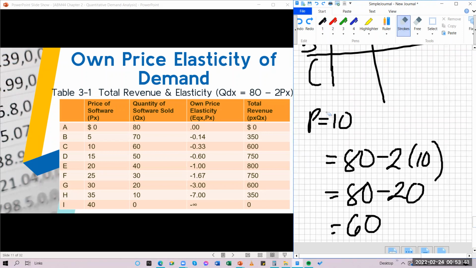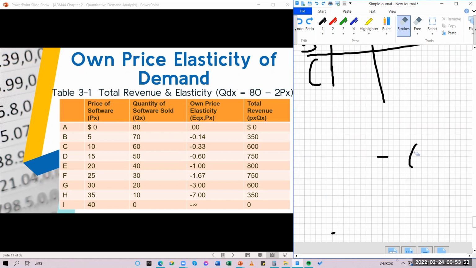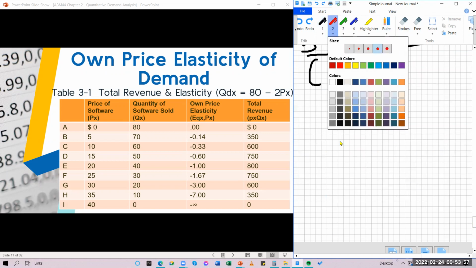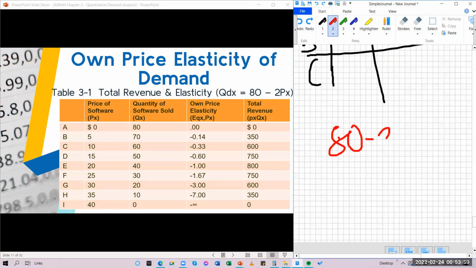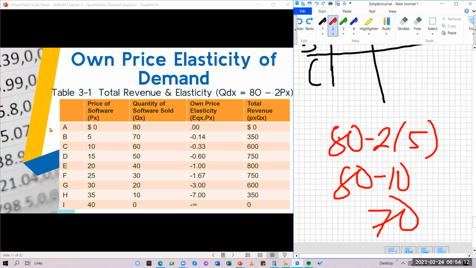So I think you already know how to fill up the demand schedule. So we will fill up the demand schedule first. The assumption would be 80 minus 2 times 0. So the answer would be 80, given that it is 0 anyway. So what if the next price would be 5? That's an example. So 80 minus 10, we will have 70. So that is 70, as you can see over here. So let's continue.